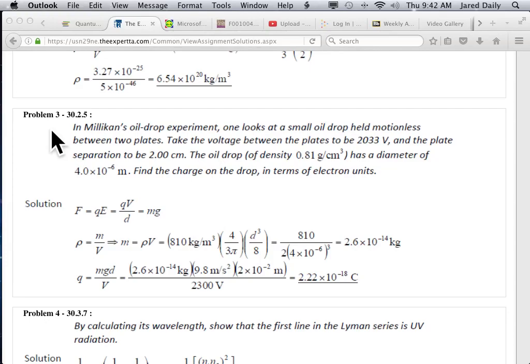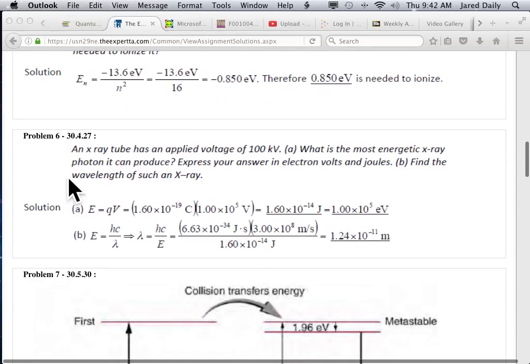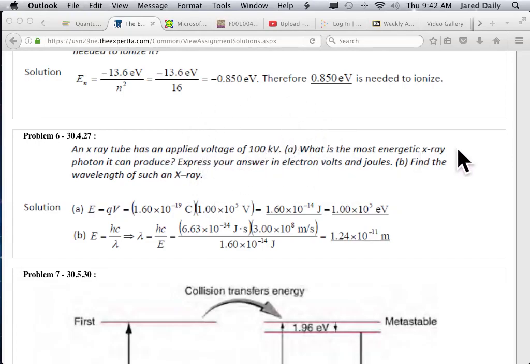Problem 6, part B. Same chapter. So here we have an X-ray tube with an applied voltage of 100 kilovolts. We want to know the most energetic X-ray photon it can produce.